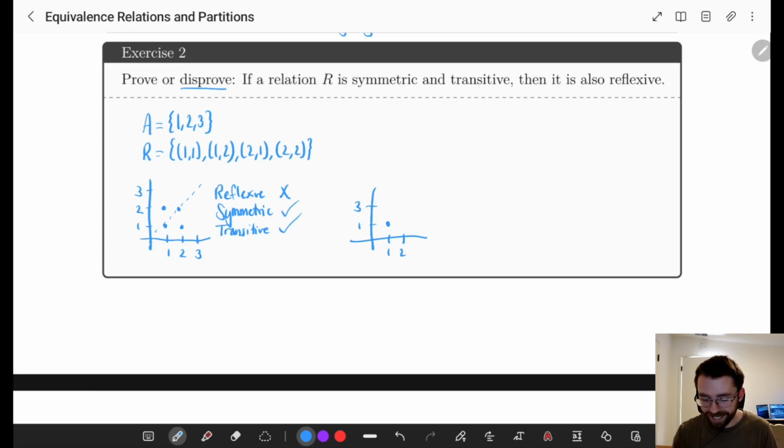But again, you get close to vacuous definitions of what it means to be symmetric and transitive. It's not quite vacuous, but close enough. Okay, so cool. So that's a false statement. We successfully disproved it.